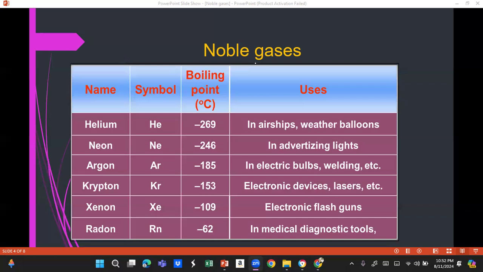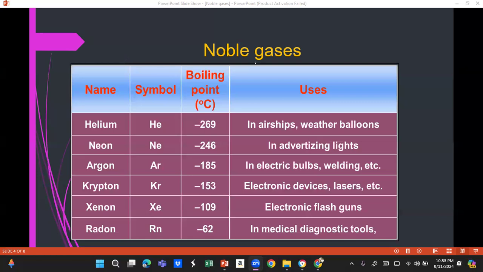Krypton is used in electronic devices and lasers, light amplification by stimulated emission of radiation. You will study in physics what lasers are. Basically, the kids have laser light with them that travels further. Then xenon, it is used in flash guns.